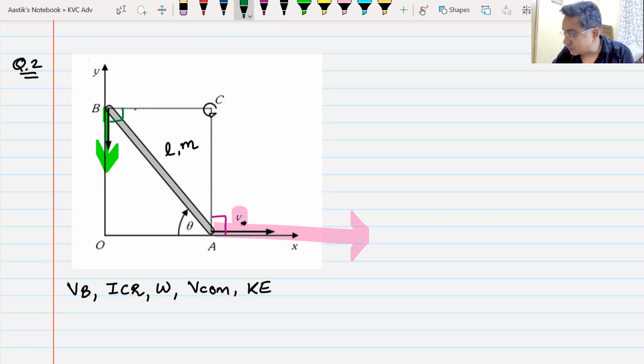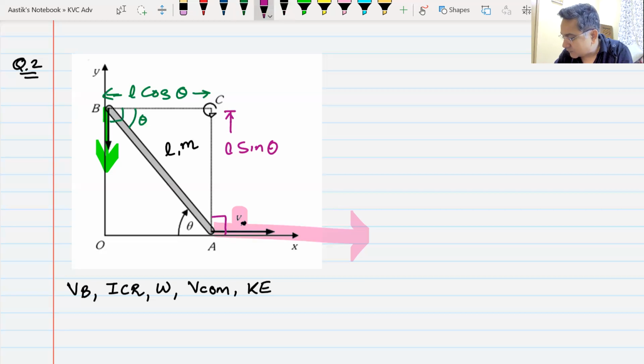This angle is theta, so this angle will also be theta. So this distance will become L cos theta. Yes or no? Yes, sir. And this distance will become L sin theta. Yes or no? Yes, sir. So now you know the location of the center of mass as well. Yes or no? No, not the center of mass. The location of the instantaneous center of rotation.